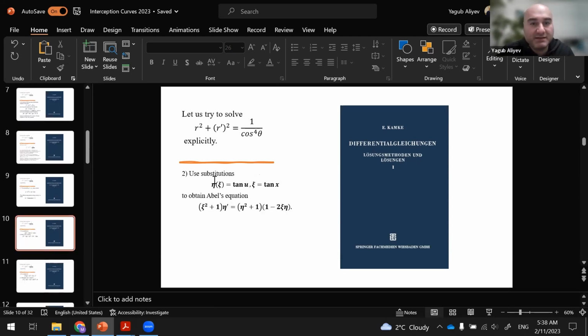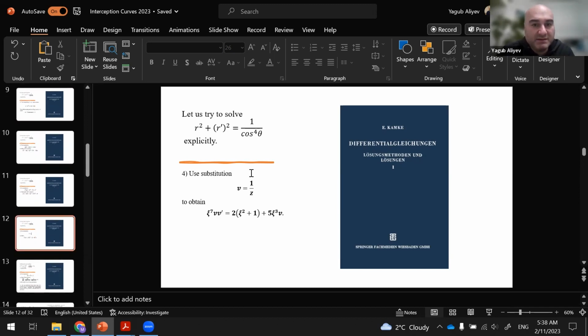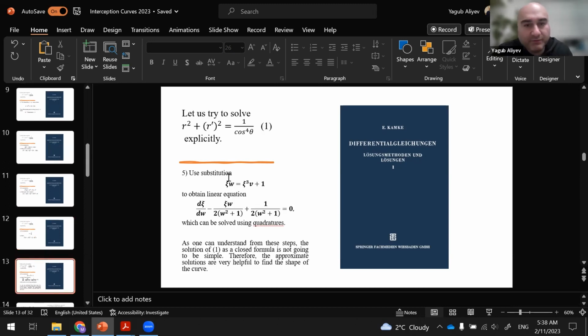In the next step, you need to use these substitutions to get Abel's equation. In the next step, this substitution to obtain this Abel's equation. In the next step, this to obtain this equation, and the final step, using this substitution to obtain this linear equation, which we can solve using quadratures.